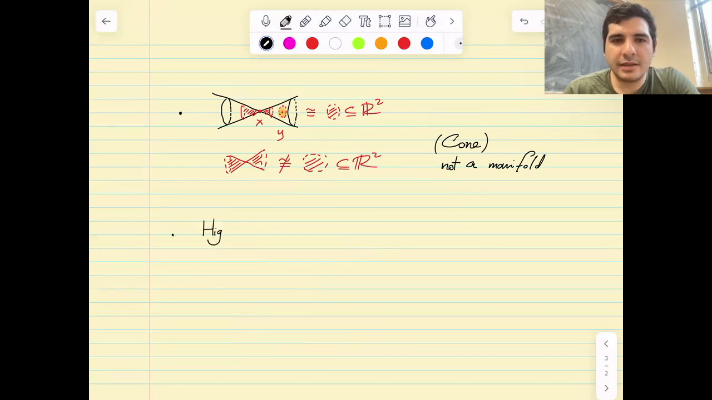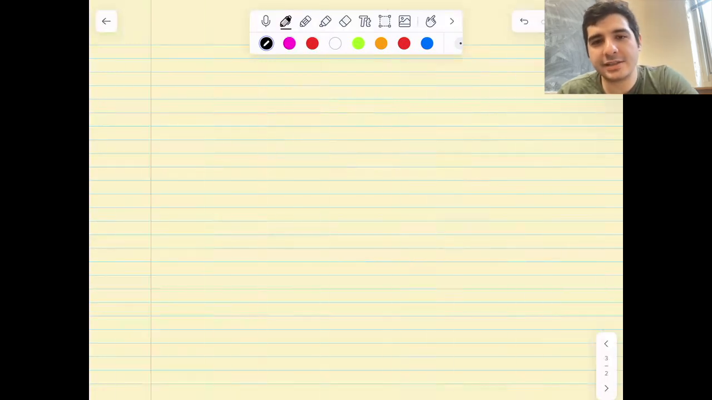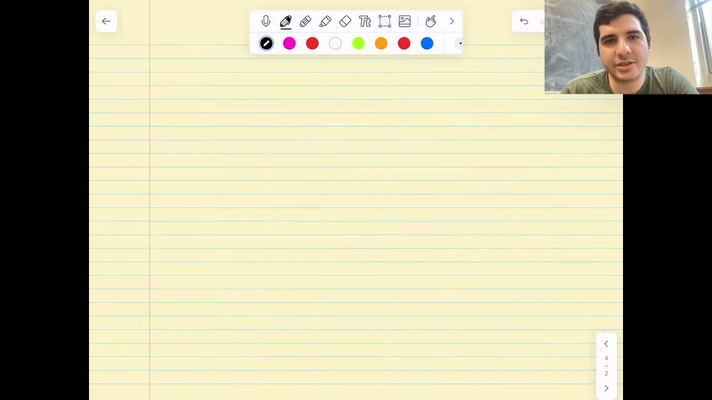Okay, just as a remark, we can go to higher dimensions. We can think about three-dimensional manifolds, four-dimensional manifolds. For any positive integer n, we can think about n-dimensional manifolds. They are more complicated to imagine, but we would get there.